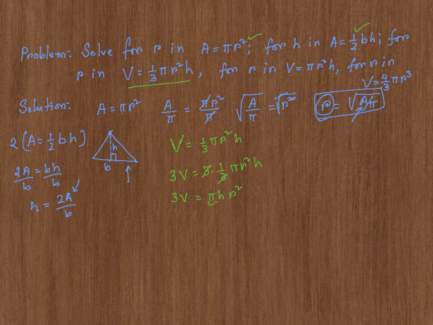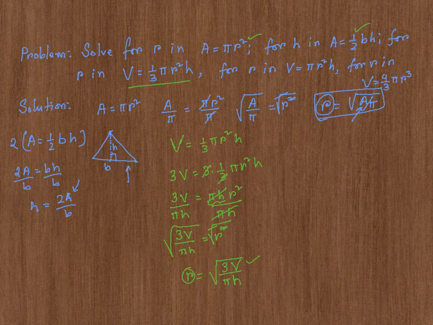times r square. I'm going to just group these two. Now I divide both sides by pi h. So on the left I'm going to get 3v over pi h is equal to, on the right these two cancel out, gives me r square. Now to find the value of r, I take the square root of both sides. That gives me r, the square root is going to cancel. R is equal to square root of 3 times the volume of the cone divided by pi times h. So the radius of a cone, r, is given by this.